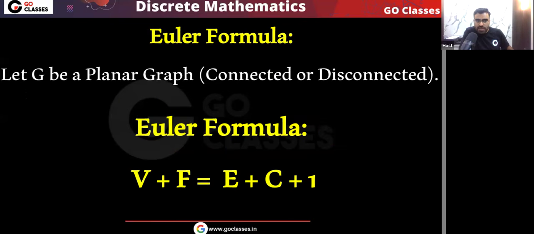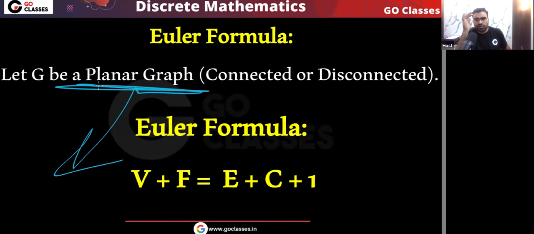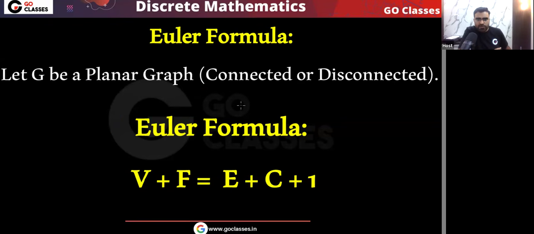Remember, the Euler formula is only applicable for planar graphs. If your graph is not planar, then it is not applicable. Your graph can be connected or disconnected, that is fine, but it must be planar. That means there should be some way to draw your graph without edge crossing on the 2D plane.